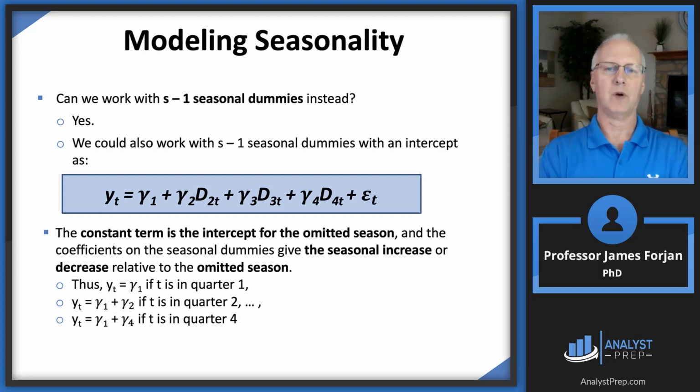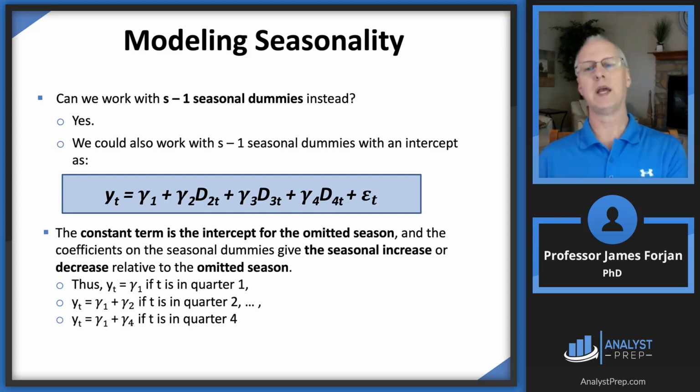Now, how about if we wanted to work with seasonal dummies that are one less than the 4 seasons during the course of the year? Yeah, of course we can do this. We can just leave out season 1, so there we don't have a dummy 1 in there. But that intercept term, that constant term, is the intercept for the omitted season. And then those coefficients for D2 and D3 and D4 provide us with the seasonal change, whether it's an increase or decrease relative to that omitted season.